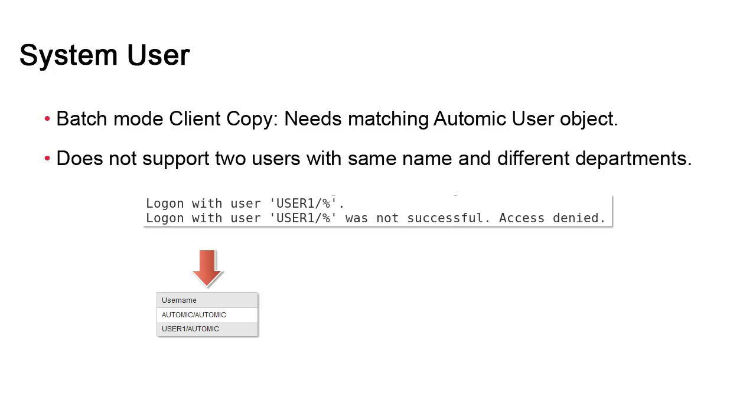Remember that a utility submitted in batch mode is done on the command line, and so it has specific requirements. The current user must have a matching user object in the client, and in our case, it's client 0. It doesn't have to match the case, the department is irrelevant. It does not require authorizations or privileges, but you cannot have two user objects with the same name and different departments.